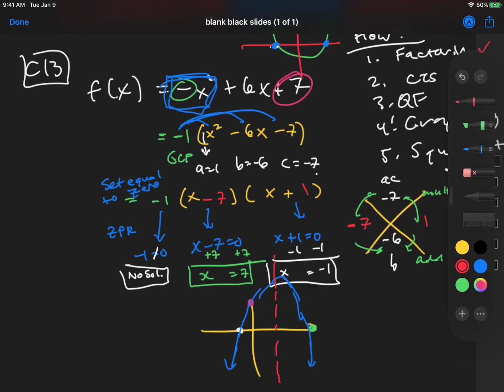So the vertex is on that somewhere up there.